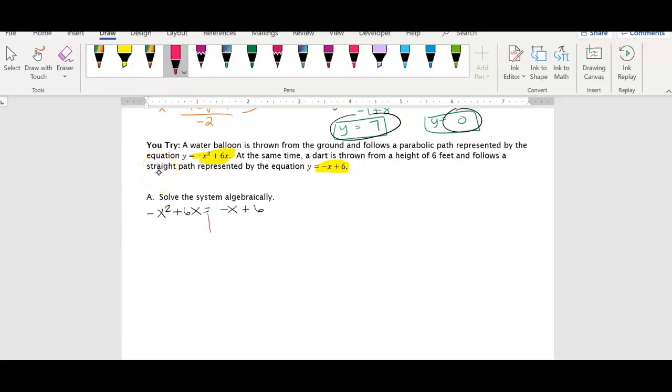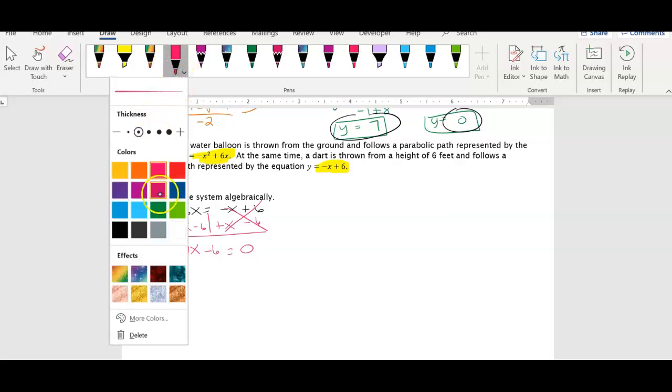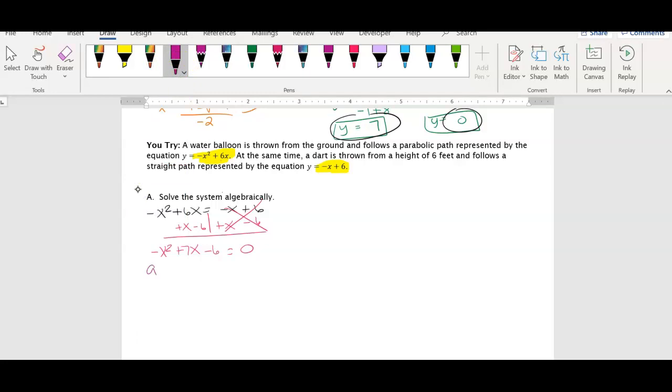So I want to do a wall and floor. I want to add x. Make sure I put it under the x value. There's no constant number, so minus 6 is just going to have to be stuck at the end there. So negative x squared gets brought down. 6x plus 1x is 7x. And the negative 6 is just alone, and we just bring it down. Now I can do the quadratic formula. So a equals negative 1, b equals 7, c equals negative 6.